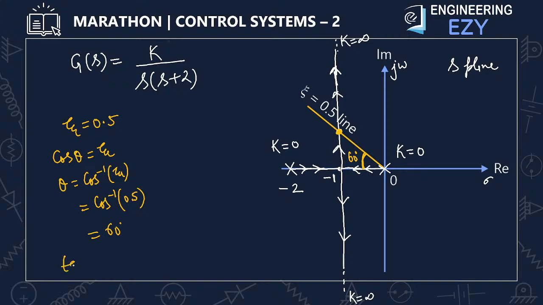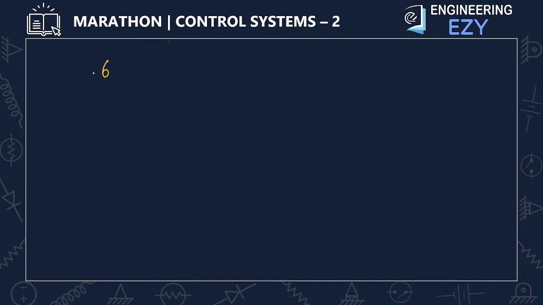Tan theta is equal to perpendicular upon base. Theta is equal to 60 degree, so tan 60 degree is equal to perpendicular upon base. Base is 1 because we only take the magnitude into consideration. So what is the perpendicular? The perpendicular is tan 60, and tan 60 is root 3.